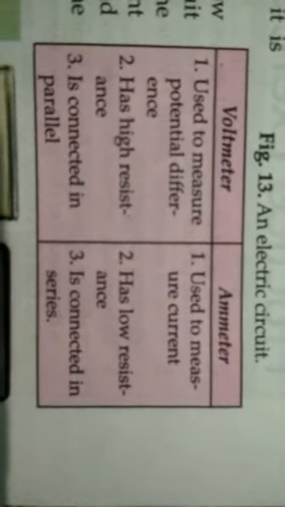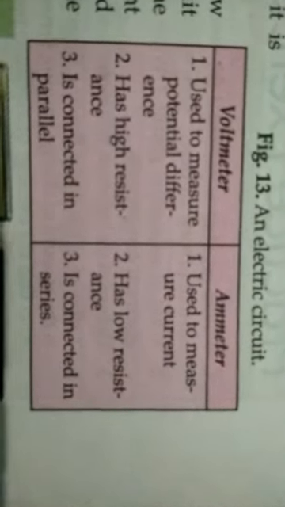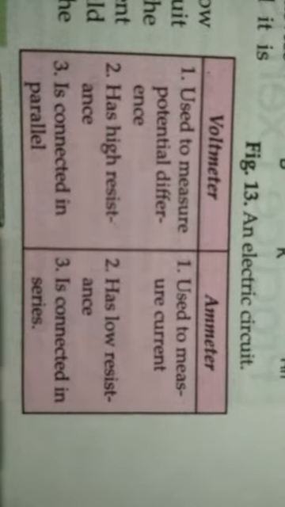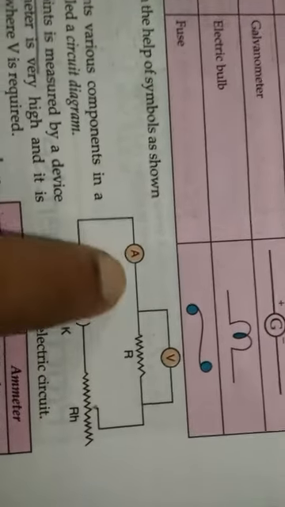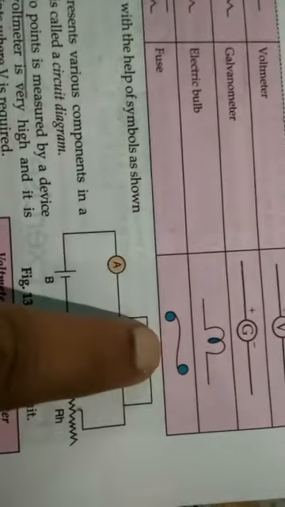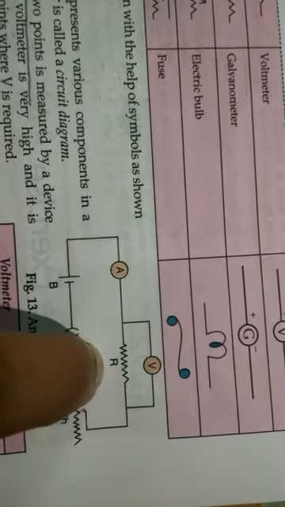There is a circuit to study Ohm's law. In that circuit, the voltmeter must always be connected in parallel, just like in the diagram, everyone can see. The ammeter must always be in series, and the voltmeter must always be in parallel to the resistors.